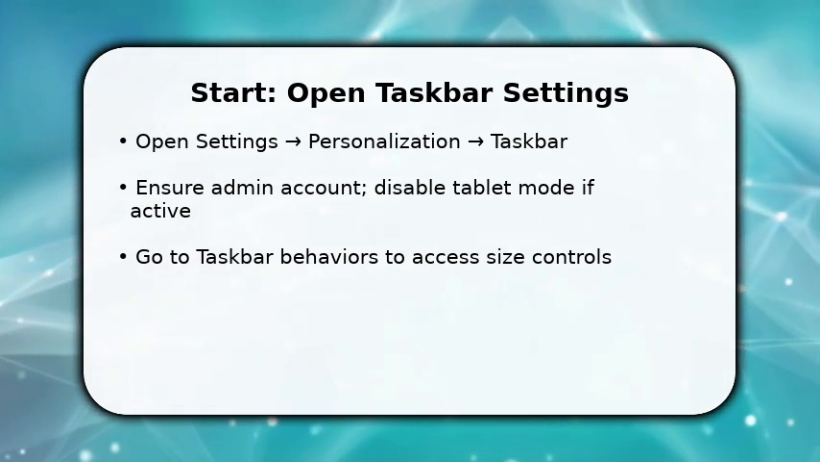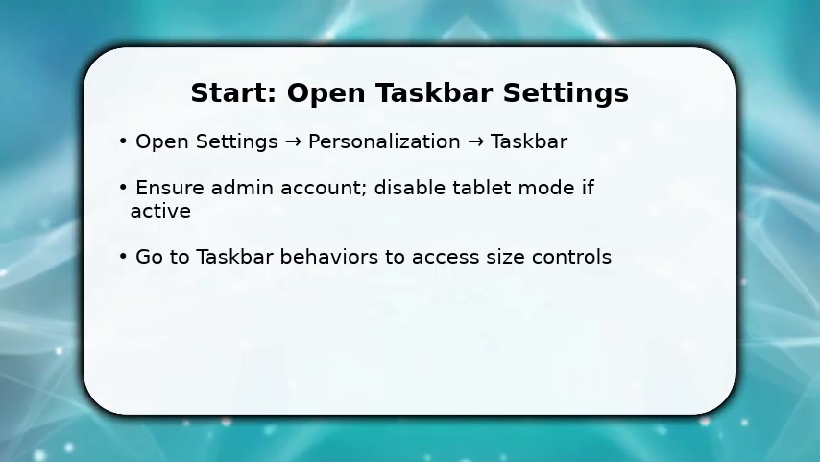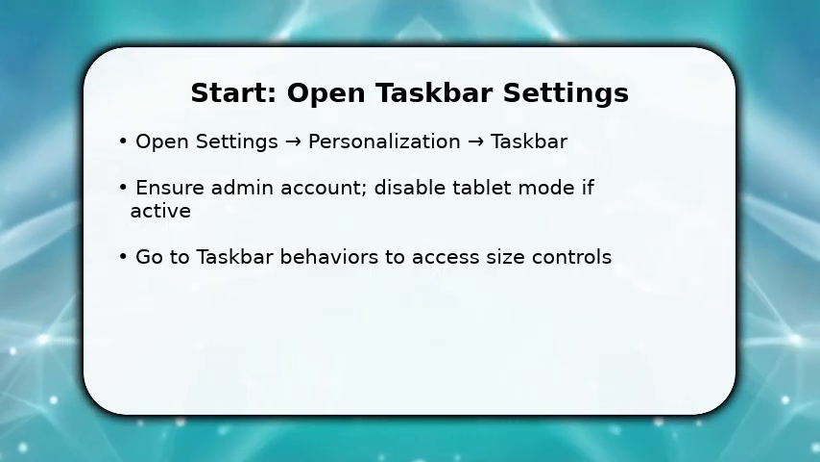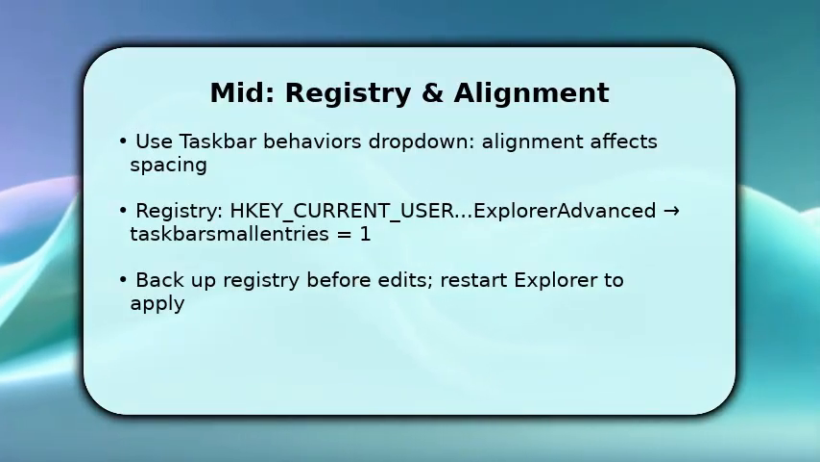Now adjust visual density by changing icon size and grouping. In Taskbar Behaviors, use the drop-down for taskbar alignment and see options that affect spacing. Pick left or center based on preference.